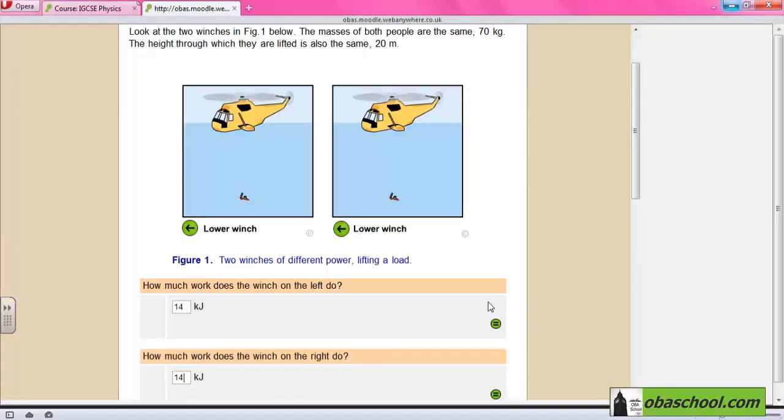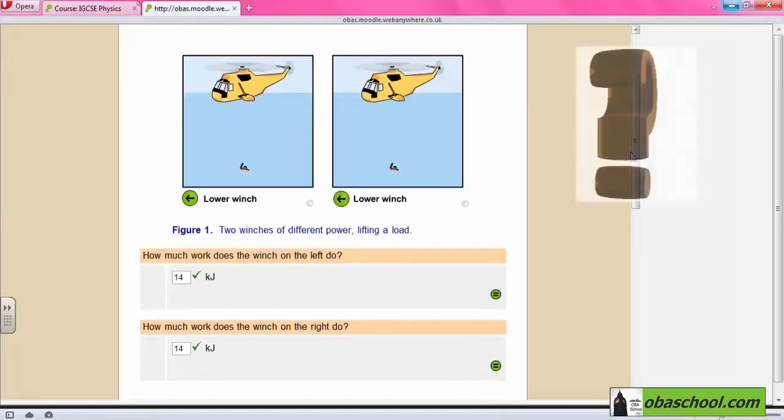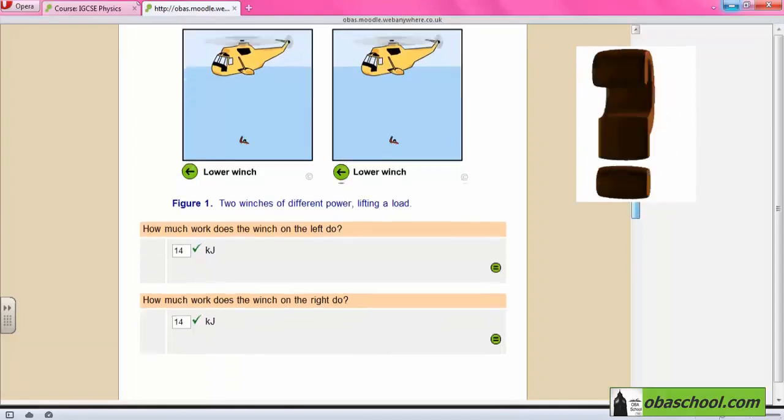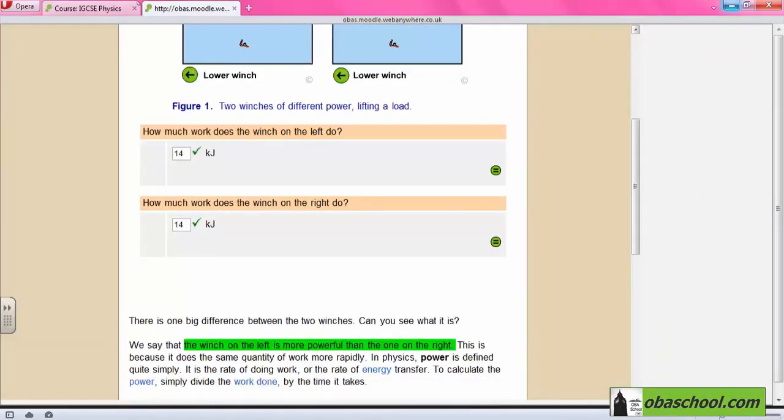How much work does the winch on the right do? So it is the same answer. You can check your answer and see if it's correct. We say that the winch on the left is more powerful than the one on the right. This is because it does the same quantity of work more rapidly.